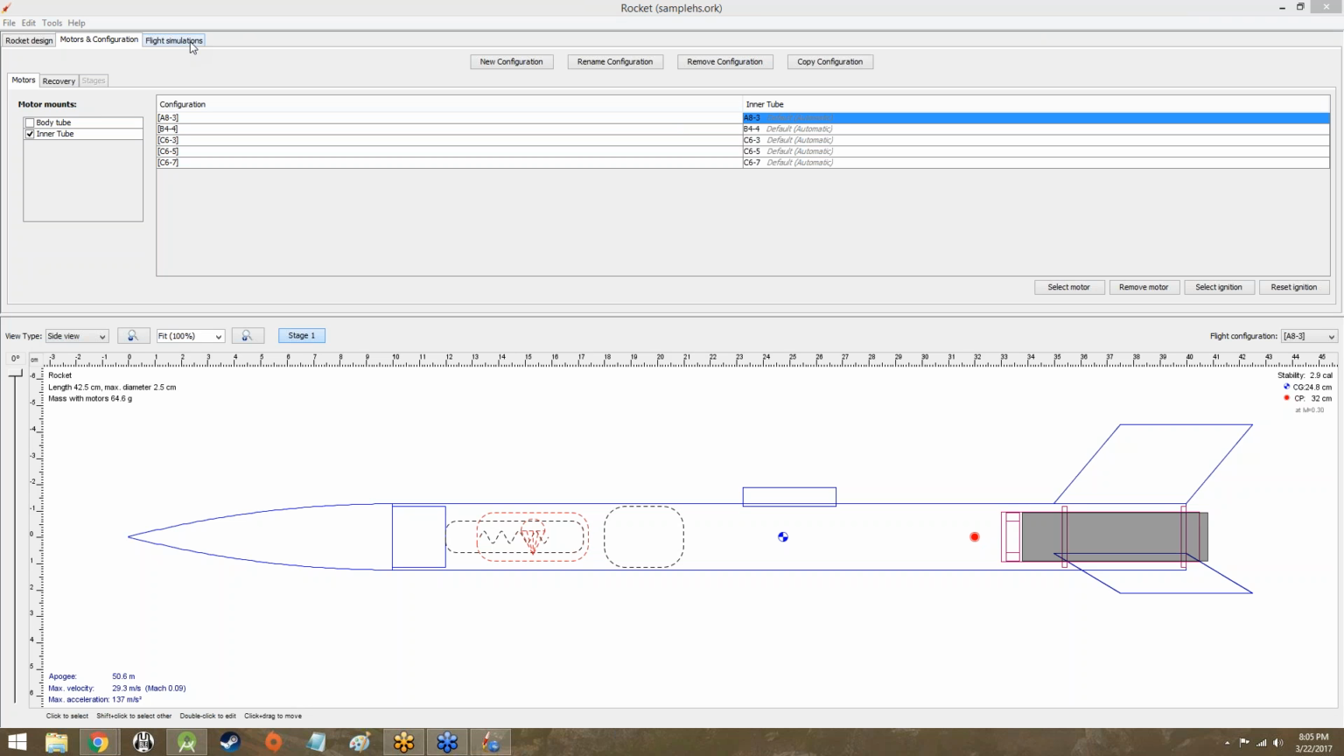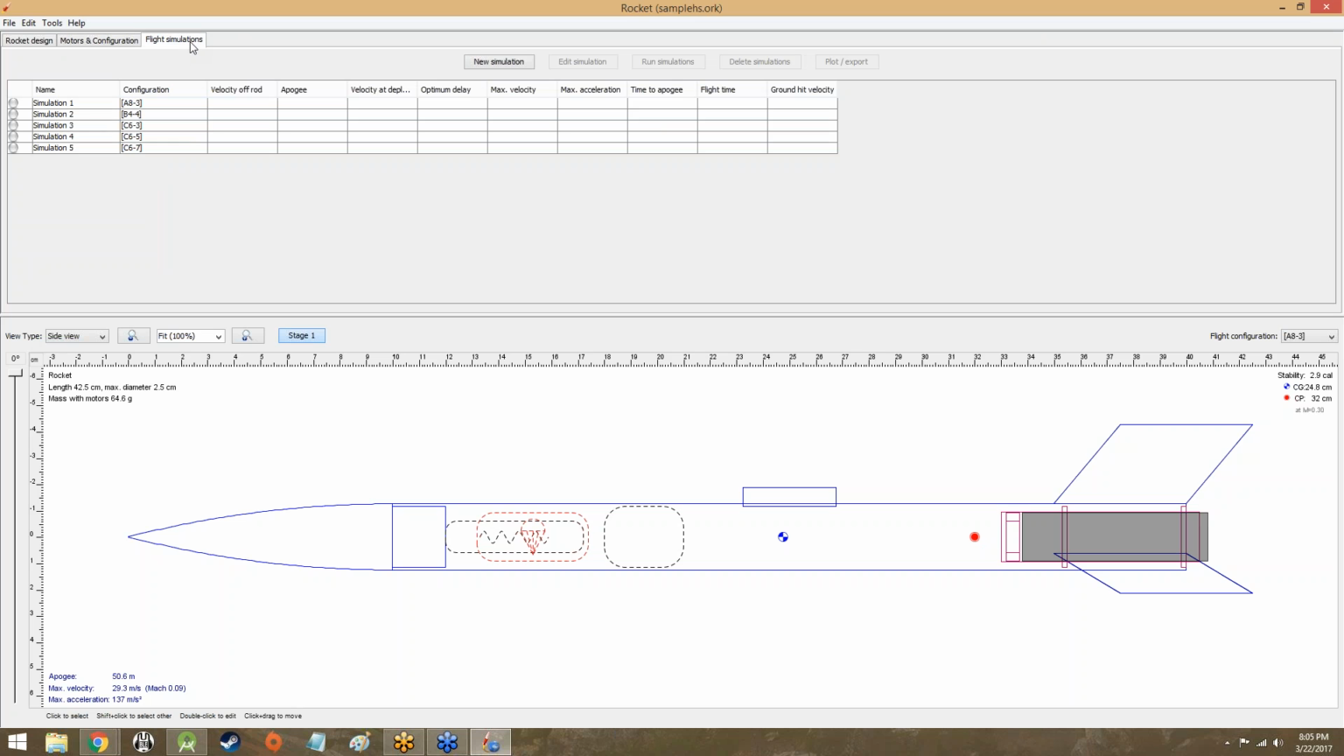So let's take some time to look at the Flight Simulations tab. Here we've got simulations relating to all of the different configurations we have. So we have A83, B44, C63, C65, C67. These are all of the motor configurations that we created when we set up our rocket initially.